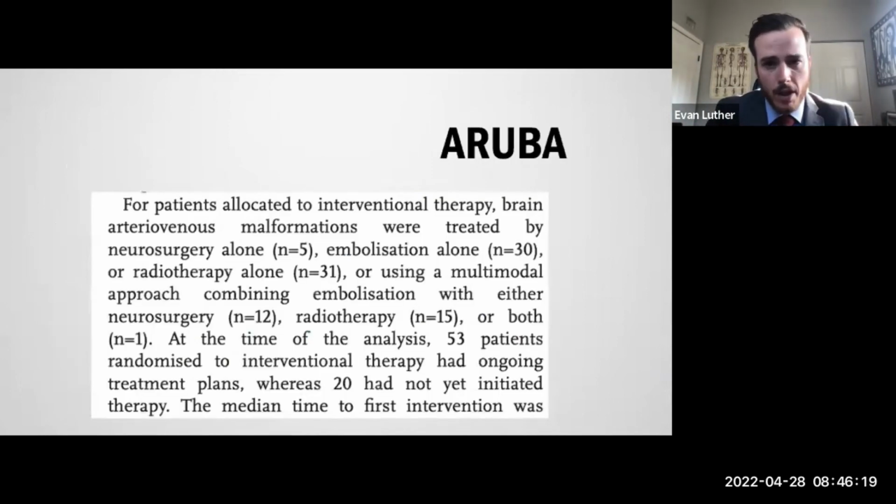So I think the important takeaway here, and this is from ARUBA itself, is the makeup of the patients in the interventional arm. You can see here that there were only 5 patients within the interventional therapy that got surgery alone. 30 of them had embolization alone, and that was not necessarily embolization for cure. That included partial embolization. There was radiotherapy alone, which was 30, which is also, again, a large proportion. And then there were only 12 that had a multimodal approach combining embolization with neurosurgery or radiotherapy. So again, if you look at it, less than 20 patients received surgical resection of their AVM in the ARUBA trial.